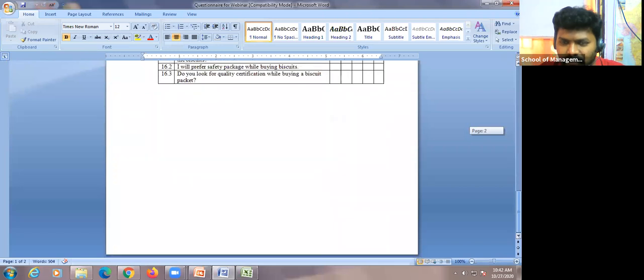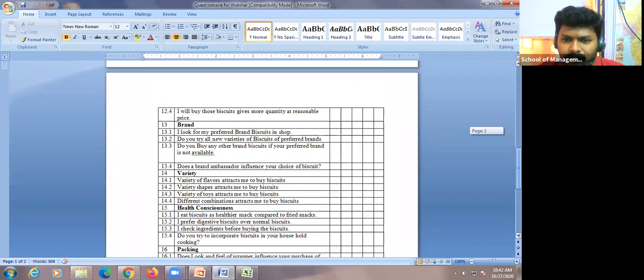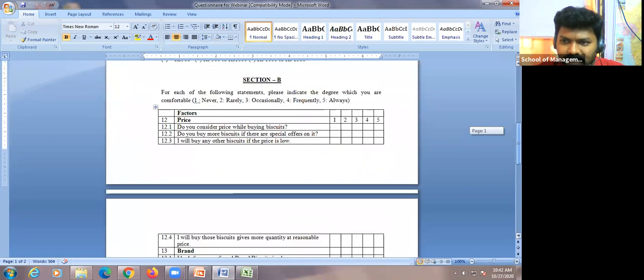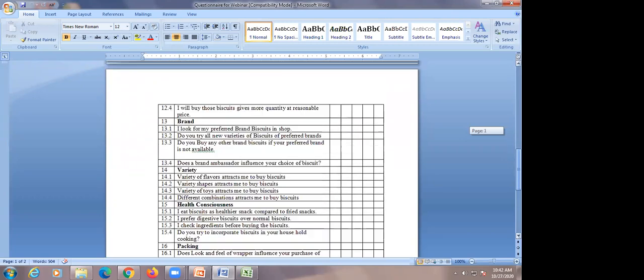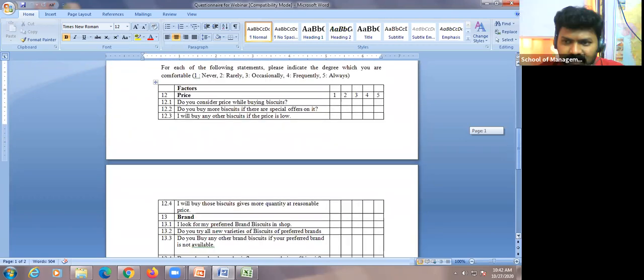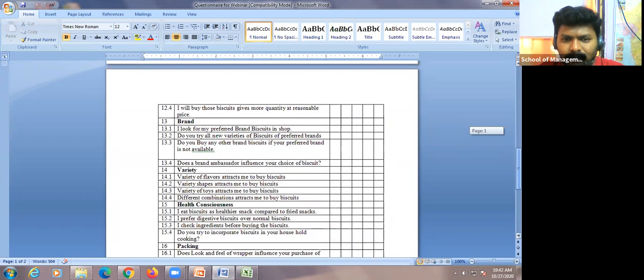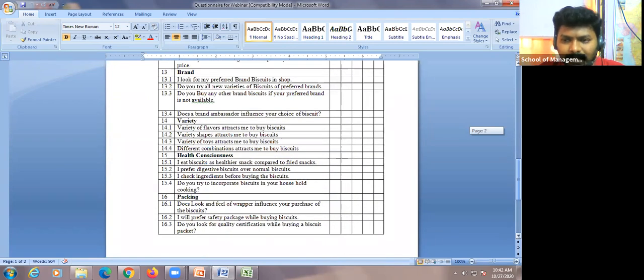Now any one of you can please tell me, this is a physical form, right, which is printed or typed in Word format. Okay, did you understand this? Yes, sir. So I have given questions here which are factor related. Price is one, brand is one, variety is one, health consciousness is one, packing is one.